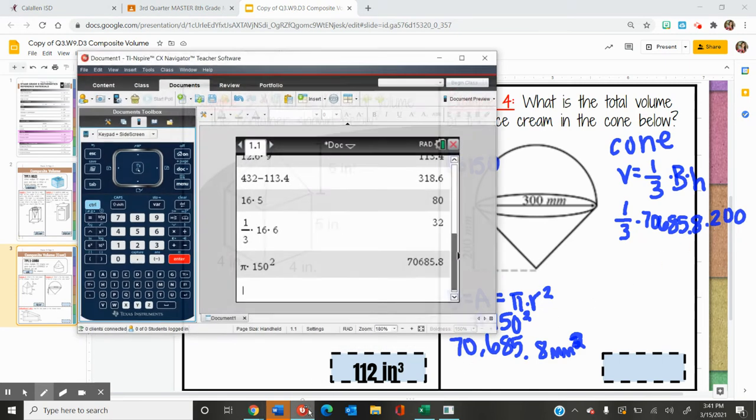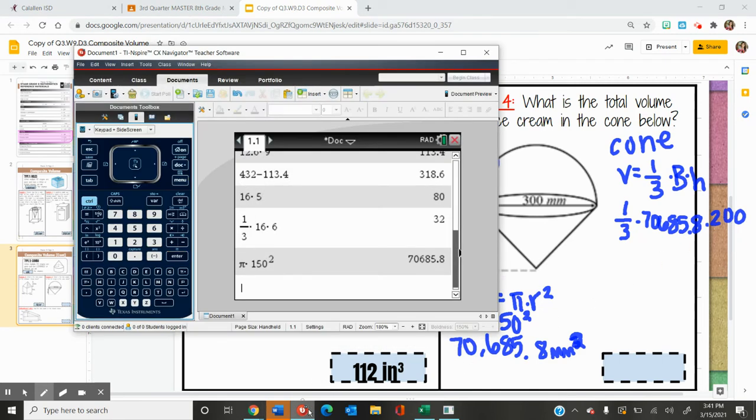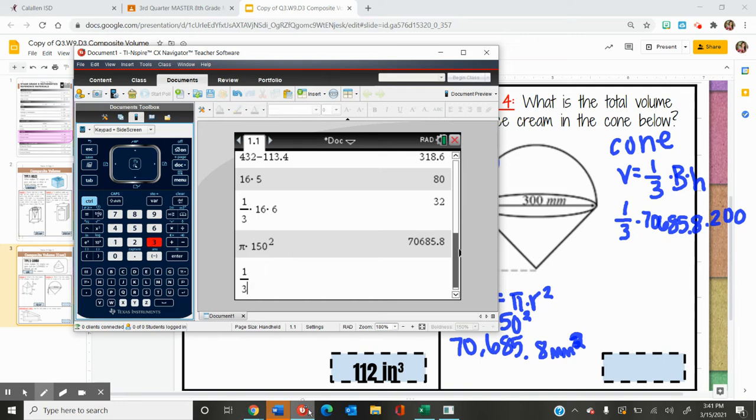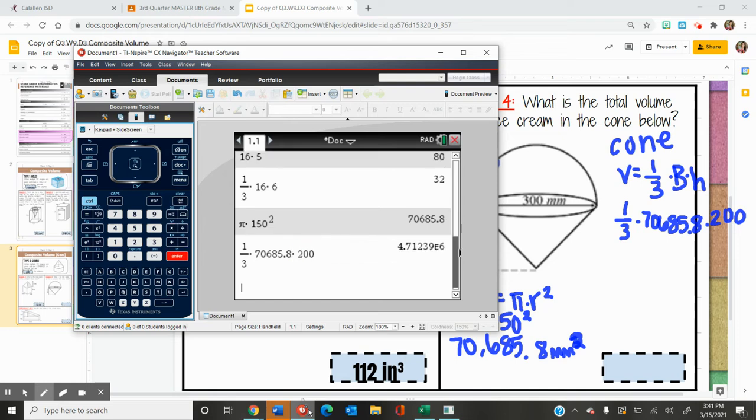So I'm going to go ahead and plug that in. So I'm going to do control divide, one on top, three on the bottom. I am multiplying this by the area of my base times 200, which is the height. And here I get really quickly, if you notice here I have e to the 6th, that is because my calculator is not in the correct setting.